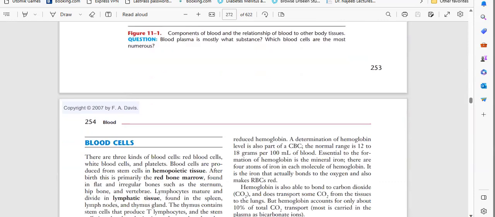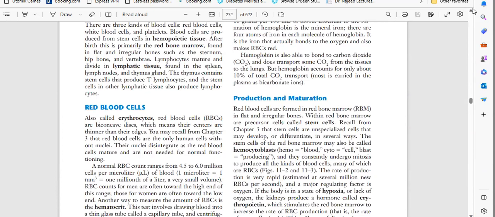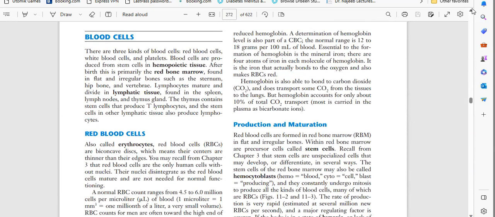Because blood contains blood cells, only then will the complete formation of blood occur. So basically there are three types of blood cells in our body. One is red blood cells, one is white blood cells, and another is platelets. So these are the three types of blood cells.